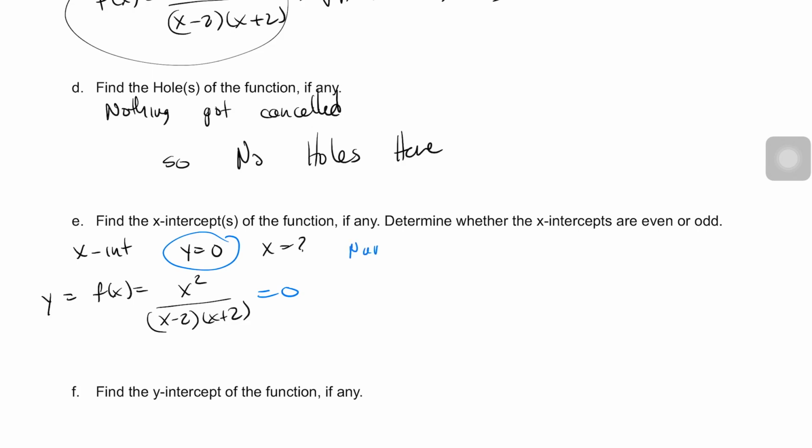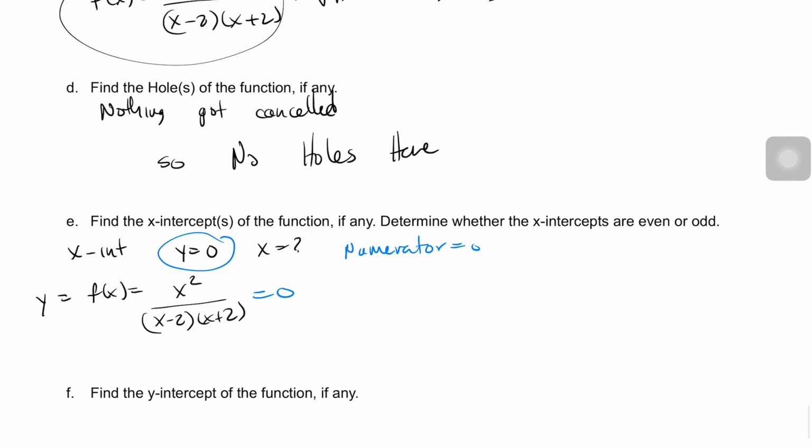So we look at the numerator and we set it equal to 0. So we take x squared, set it equal to 0. This is going to be 0 whenever x is 0. So the x-intercept is x equals 0. So x equals 0, y equals 0. That means the x-intercept is at (0, 0).